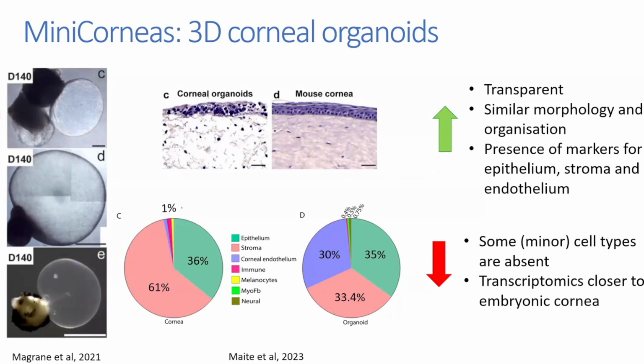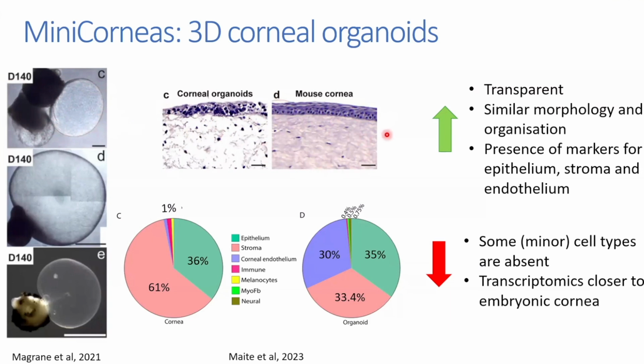Of course, this has limitations. I will go through them, but this is how they look. If you see here on the left side, you see these big balloons. They're very cute to actually handle. And they grow in the dish. And when people cut them through, they see a similar structure to the cornea. This is compared to the mouse cornea, for example, but it's quite similar to human as well.